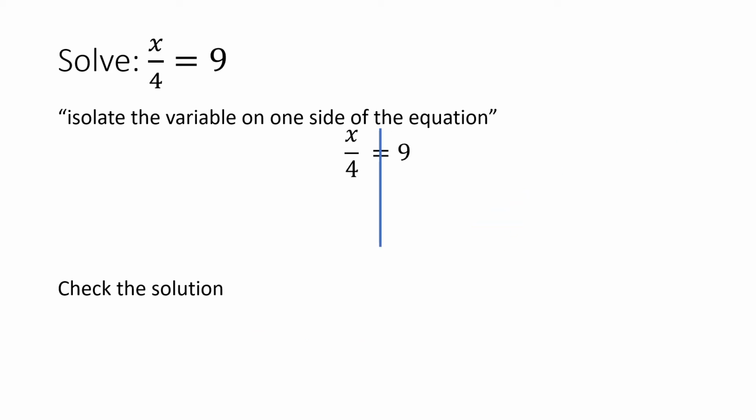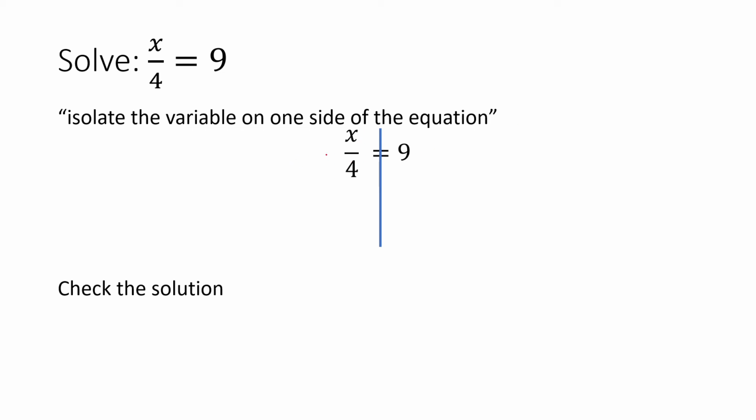Okay. Now we move on to the next example. We have x over 4 is equal to 9. Our goal is you want x by itself. So can you guys tell me what number do we need to get rid of? 4 or 9? Well, if you answer 4, you did a great job. If you answer 9, please pay attention.